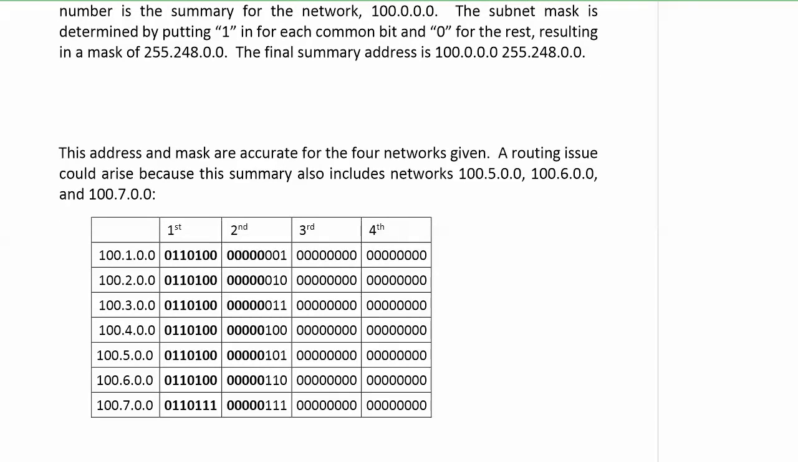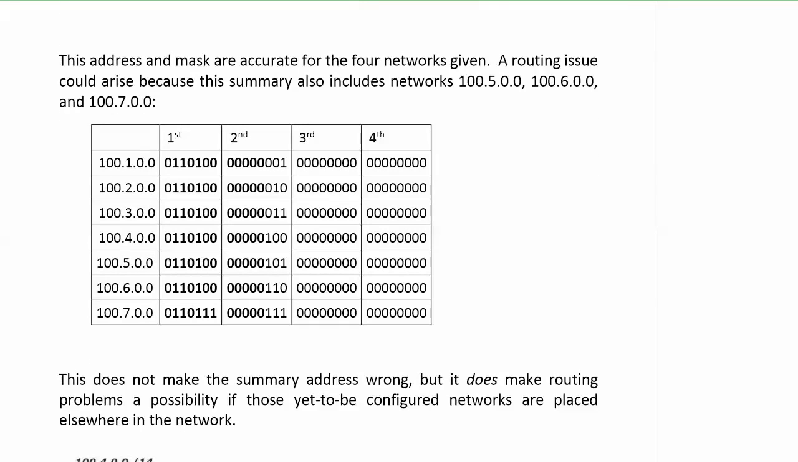So what you've done is not necessarily wrong. What you've done is created a summary that encompasses all the networks we were given. What we have to be aware of is that it also encompasses other networks that we weren't given. This doesn't make the summary address wrong, but it makes routing problems a possibility, not a certainty, but a possibility, if those yet to be configured networks are placed elsewhere.